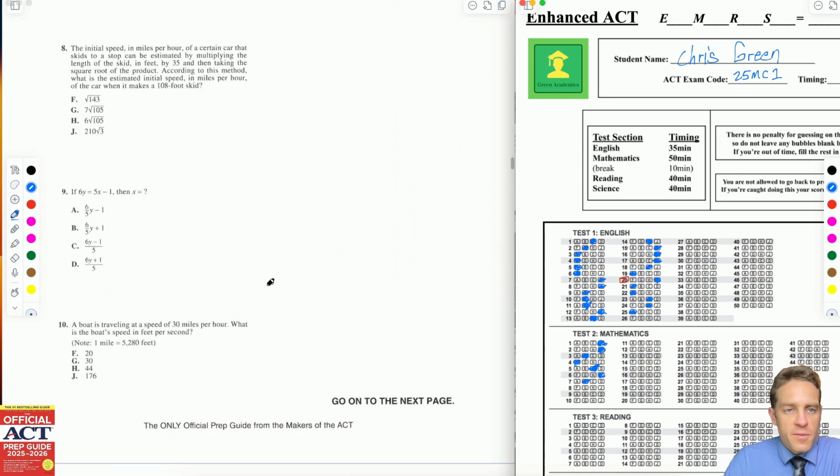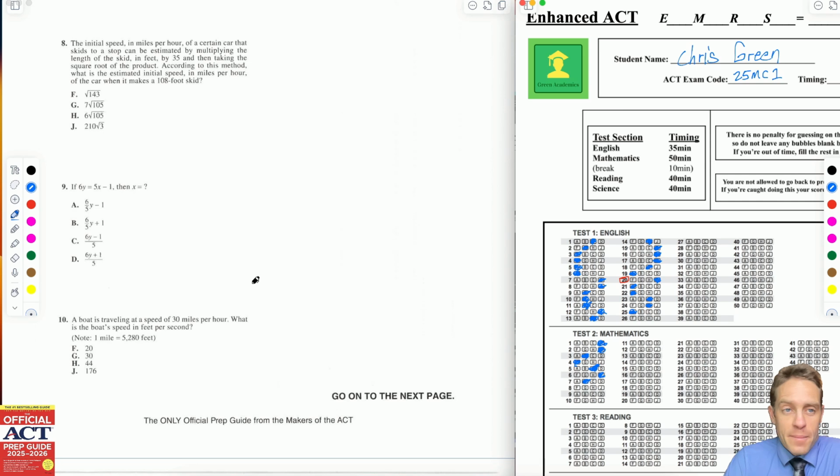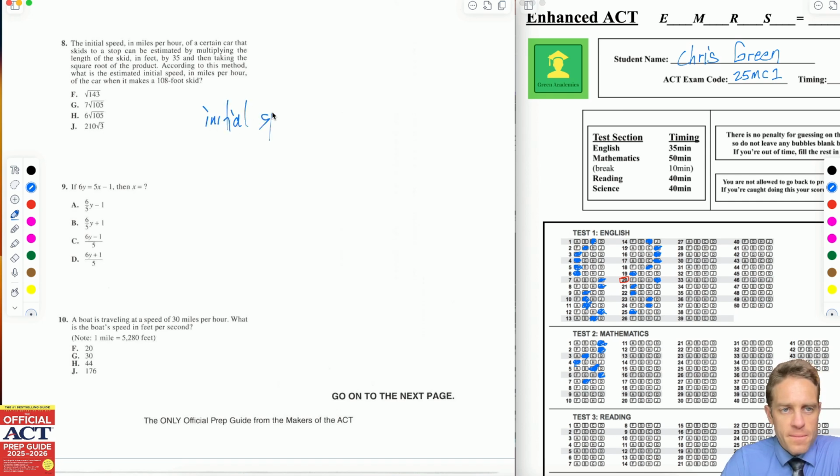The initial speed in miles per hour of a certain car that skids to a stop can be estimated by multiplying the length of the skid in feet by 35 and then taking the square root of the product. So I'm going to translate that from words to math, words to an equation. The initial speed can be estimated by, I'm just going to write it literally in words. So multiplying the length of the skid by 35 and then taking the square root of the product.